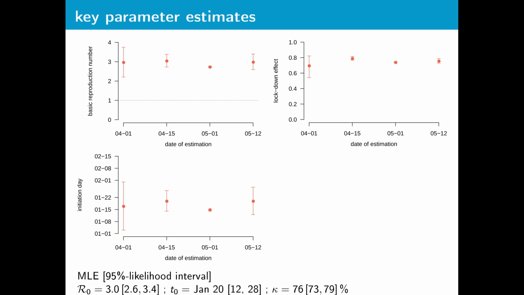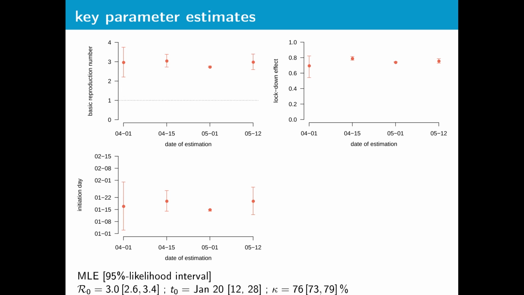We have shown by right censoring the hospital data that our estimates of basic reproduction number, lockdown reduction effect, and initiation day converge quite early, by mid-April, to good, accurate values that are then conserved till the end of the first wave. Mid-May being the lifting of the lockdown in France.